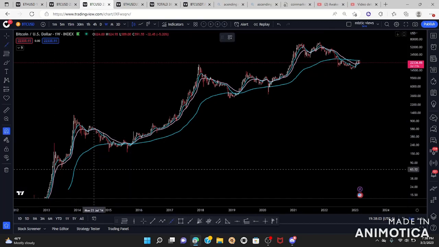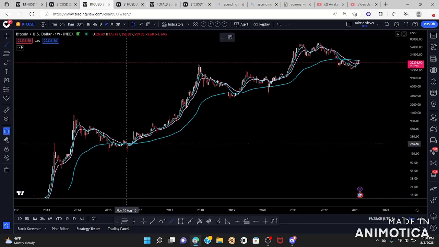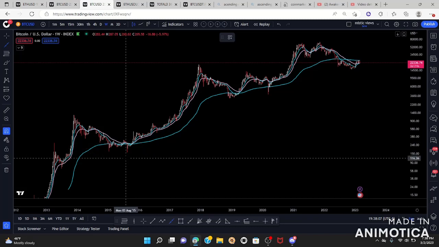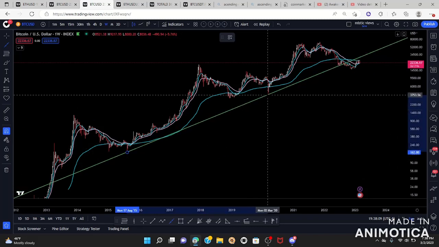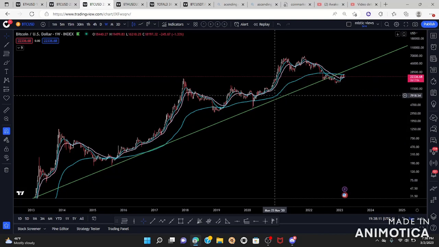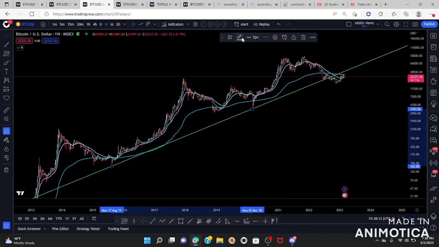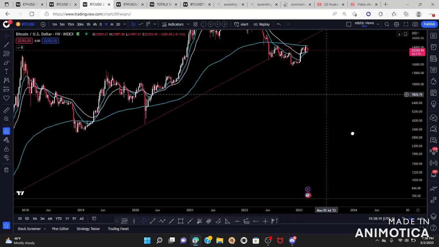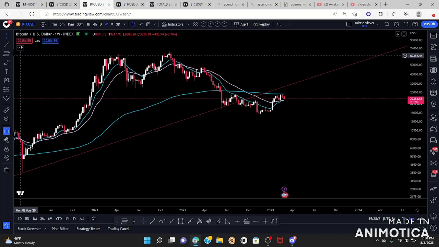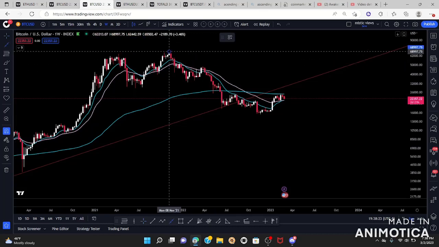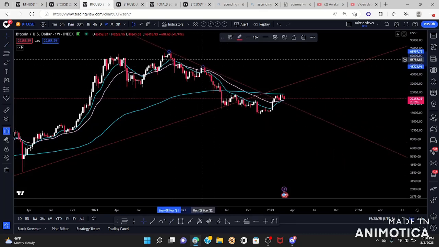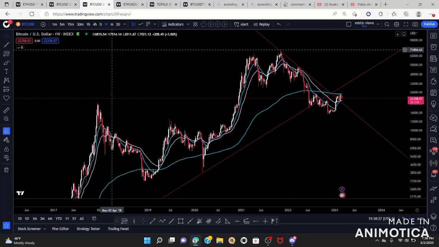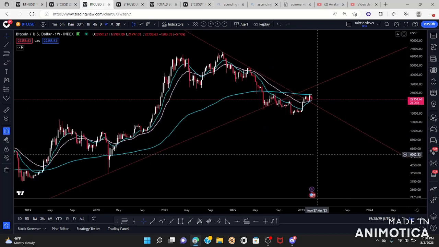Let's turn on our magnet. We're going to do one touch, two touches, and remember our monthly trend lines are red. Then right here we're going to do one touch, two touches. Wonderful. And this is just to visualize, right?